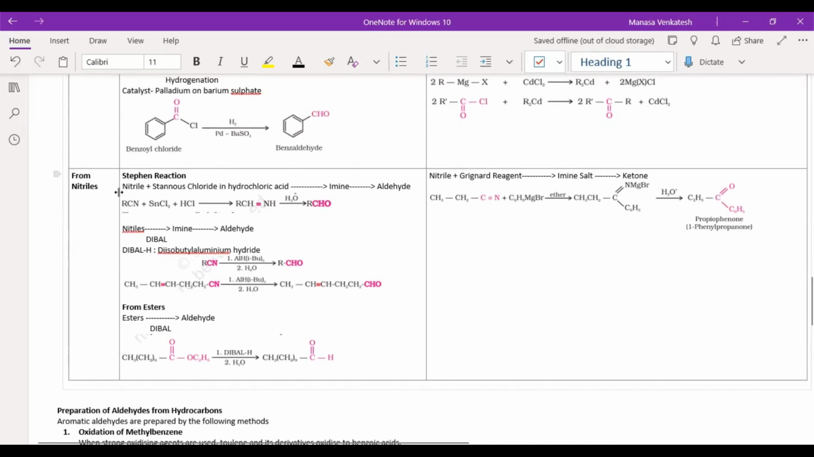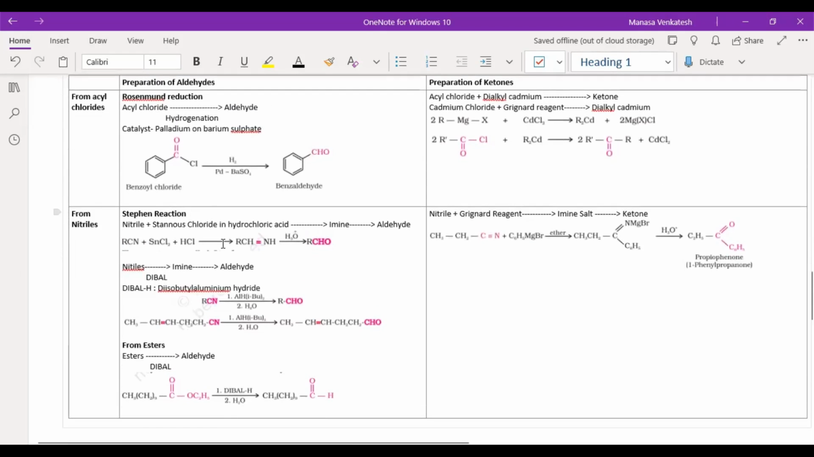Next is from nitriles. So Stephen's reaction is for the synthesis of aldehydes. Notice you have two named reactions for aldehydes and none for ketones. So Stephen's reaction reacts a nitrile with stannous chloride and hydrochloric acid, and this gives us an imine. That on reaction with H3O plus is giving us an aldehyde. So that is the reaction put here. Okay, so nitrile, stannous chloride in hydrochloric acid is giving us an imine, that is this particular compound, which in the presence of H3O plus is giving us an aldehyde.